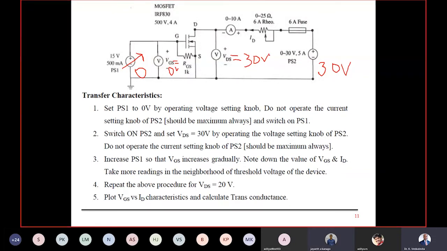So when the current will flow in my power loop, when VGS is more than or equal to VGS and ID, when 0.01 of ID current flows, what do we call the respective voltage? VGS TH, which means threshold.